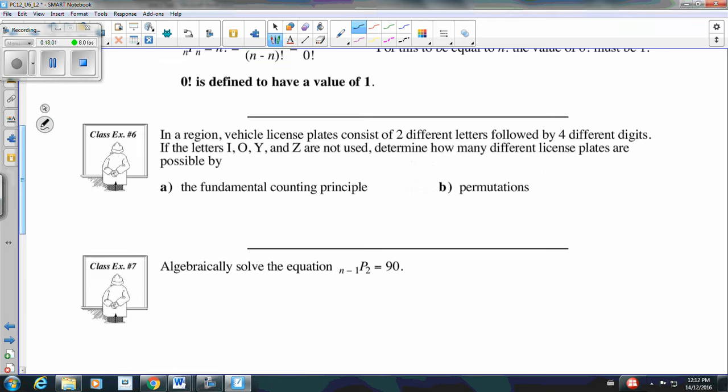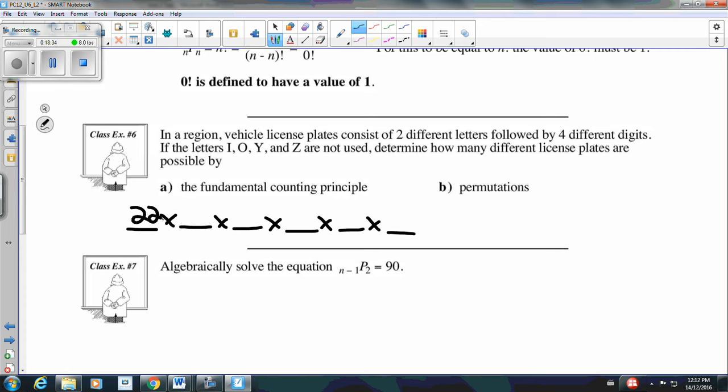Example 6. In a region, vehicle license plates consist of 2 different letters followed by 4 different digits. If the letters I, O, Y, and Z are not used, determine how many different license plates are possible by the fundamental counting principle. So I have 2 letters and 4 digits, so that means I have 6 things I need to fill in here. Consists of 2 letters and 4 digits.